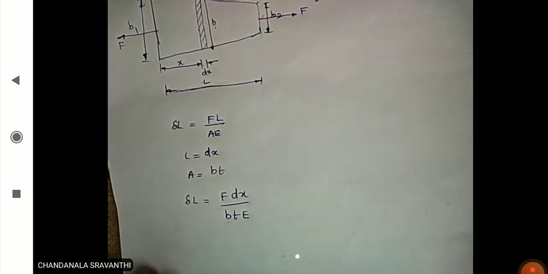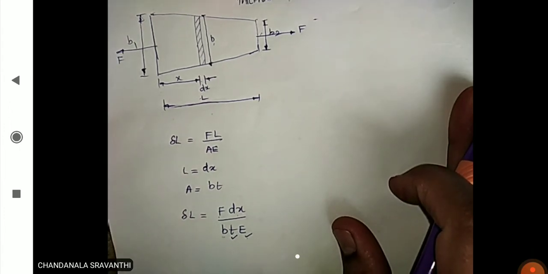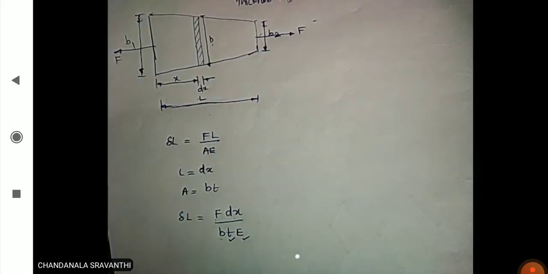Then what are the unknown parameters here? T is known, E is known, F is given, and dx is a small elemental length, but we don't know what b is. So how do we find this b? From linear interpolation, we can find b easily.